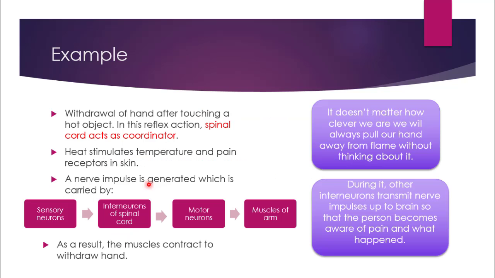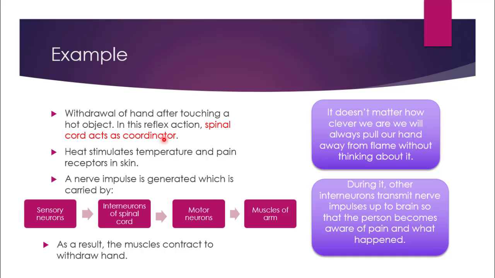Now we will discuss an example of reflex action. Students, it doesn't matter how clever we are, we will always pull our hand away from the flame without thinking about it, because it is natural. Whenever you touch a hot or cold object, you quickly pull away your hand. So withdrawal of hand after touching a hot object is an example of reflex action. And the spinal cord will obviously act as a coordinator here.